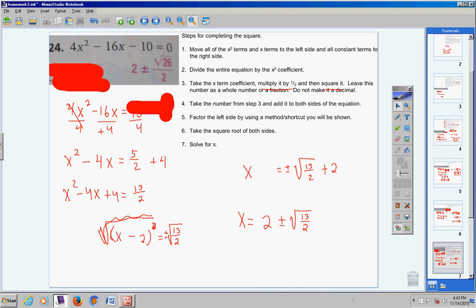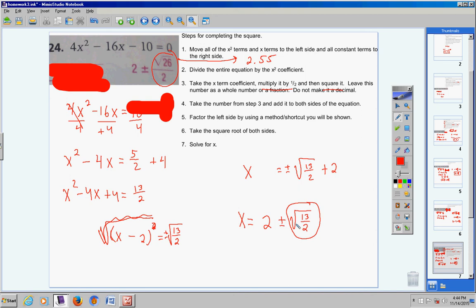Take the square root of 26 with your calculator if you would, please. The square root of 26 is 5.099 and then divide it by 2 and you'll get this decimal. You'll get this entire fraction right here equals 2.55 if you round correctly, 2.549509757, so 2.55.